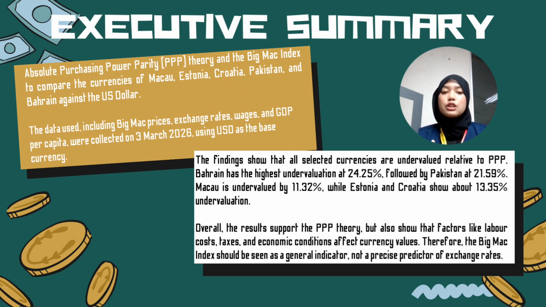So in the findings, it shows that all selected currencies are undervalued relative to purchasing power parity, with Bahrain having the highest undervaluation at 24.25%, followed by Pakistan at 21.59%. Macau is undervalued by 11.32%, while Estonia and Croatia show about 13.35% undervaluation.